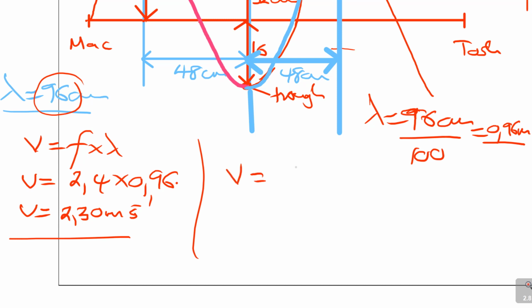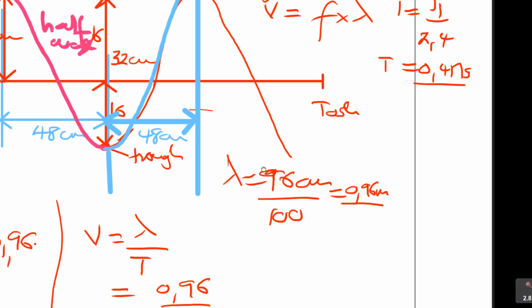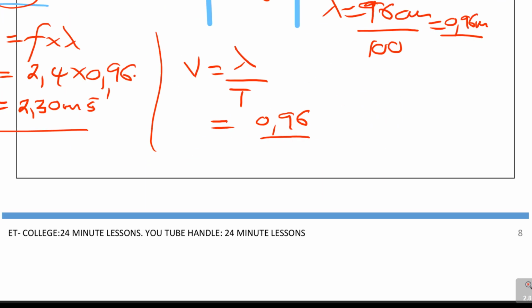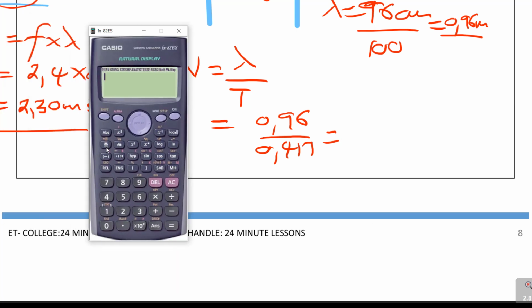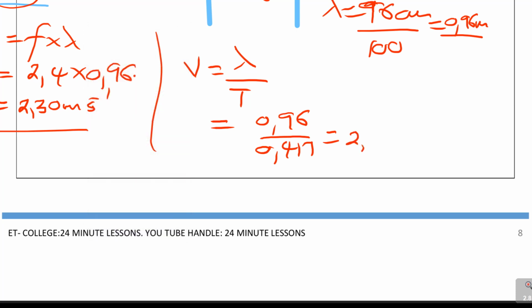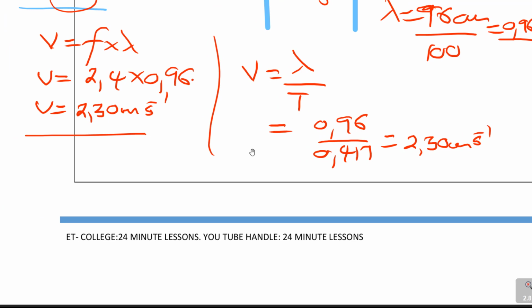And we have another formula which said V is, remember, wavelength over T, 0,96 over T, being the period. If you check the previous answer, which is 0,417, you can also use that and check if it gives you the same answer. 0,96 over 0,417 gives us 2,30 meters per second. And if you compare the answers, you can see that it gives us the same answers.